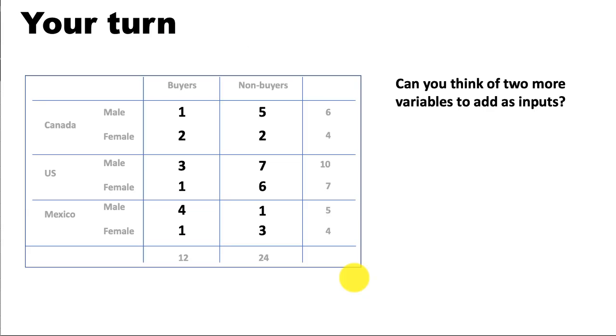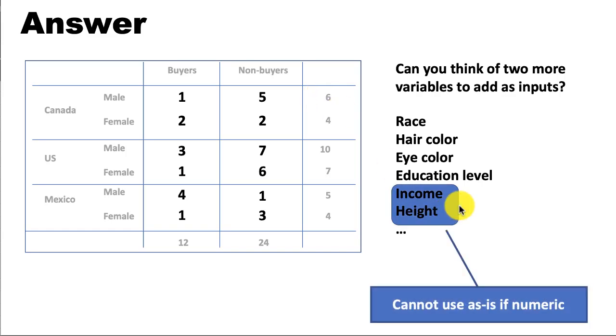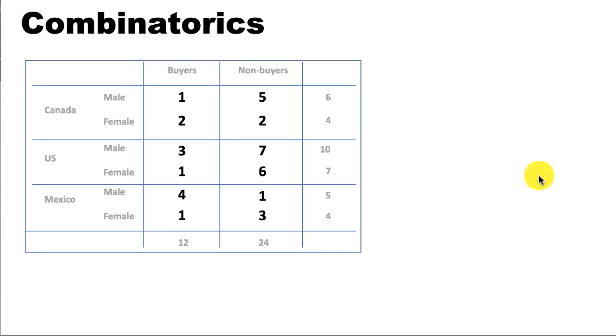Okay, so let's say that you have this scenario. Can we think of 2 more variables or attributes to add as predictors? Well, we can easily think of several predictor attributes, right? For example, you can think of race, hair color, eye color, education level, income, height, etc. We can think of many predictor attributes. Let's not use income and height, though. If these are numeric, we cannot use them because everything has to be categorical in order to apply this.